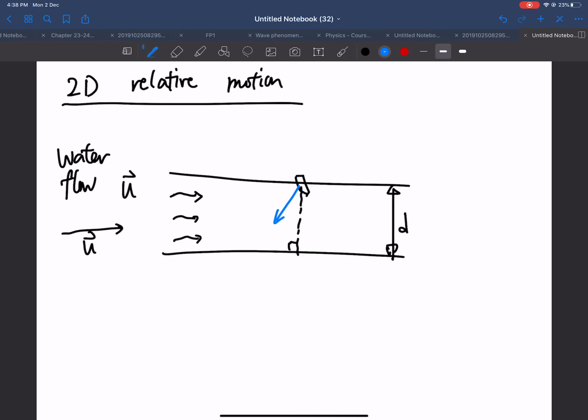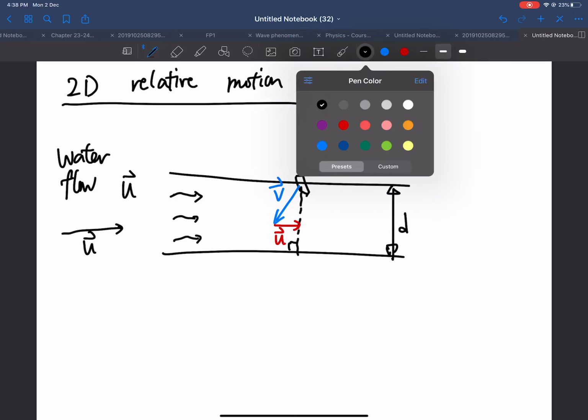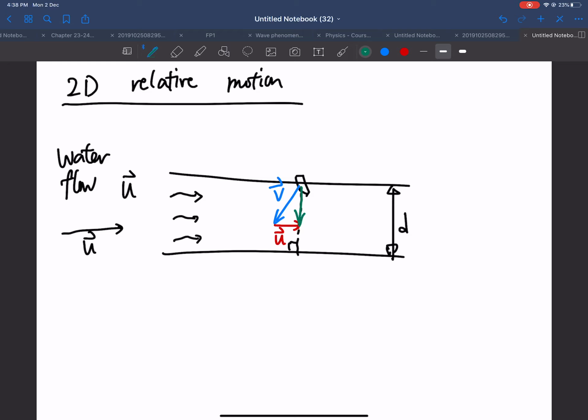Is it? But what is the angle in this direction? You need to find the exact angle. So now the red arrow is the water speed, okay? Water velocity. And then the actual velocity, the velocity of the ship relative to the ground, is the green one.